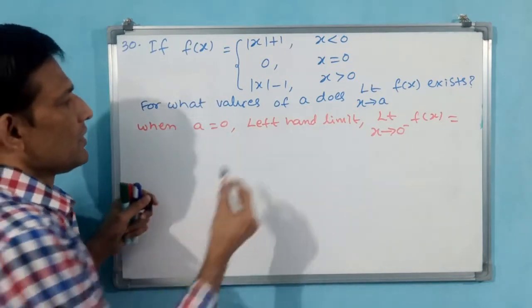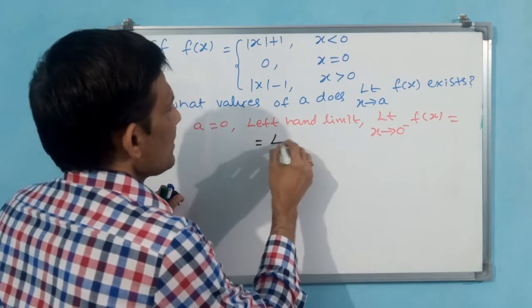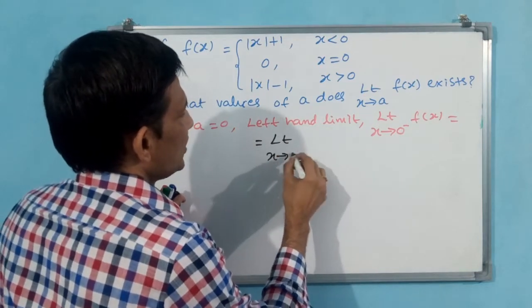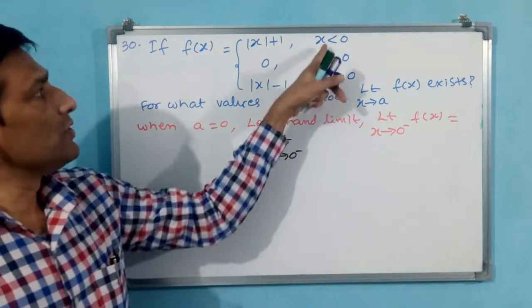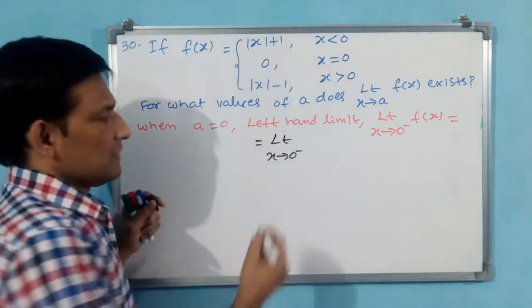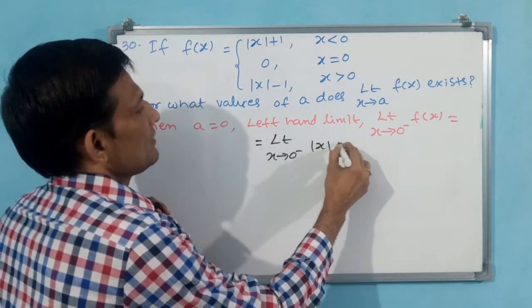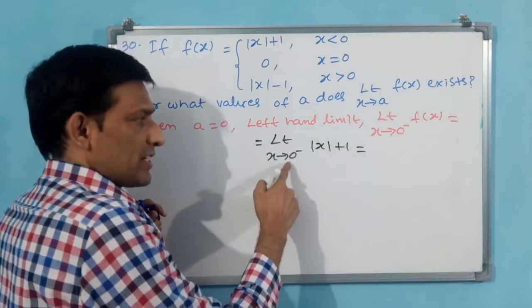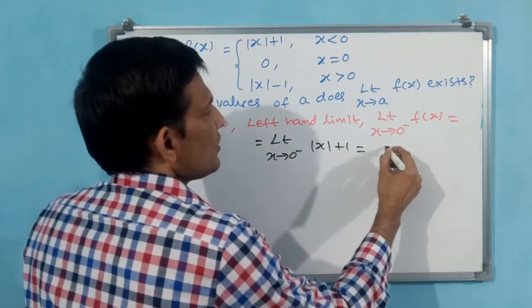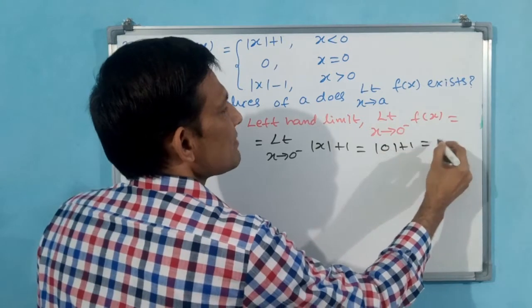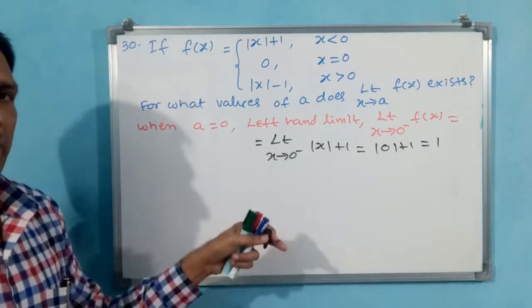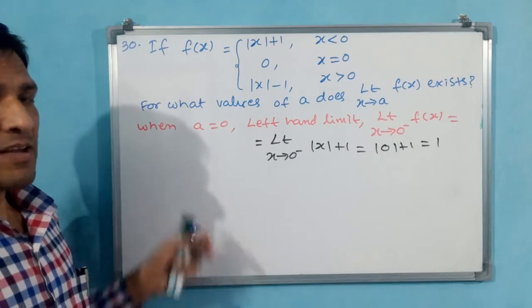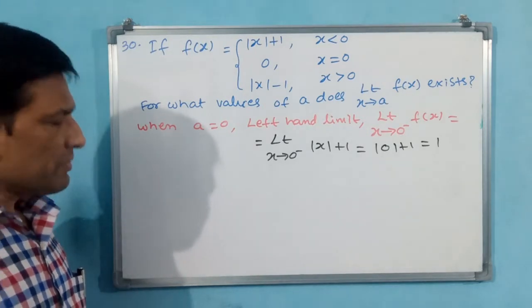Now write down. Again you write limit x tends to 0 minus f of x. What is f of x when less than 0? Modulus x plus 1. Now you send 0 inside: modulus 0 plus 1, that is equal to 1. Okay, 0 modulus is 0 only, plus 1 will come. This is the left hand limit. Then you find the right hand limit also.